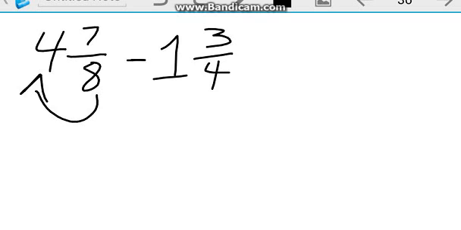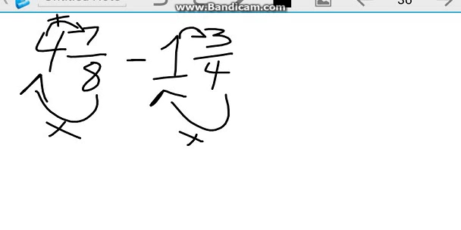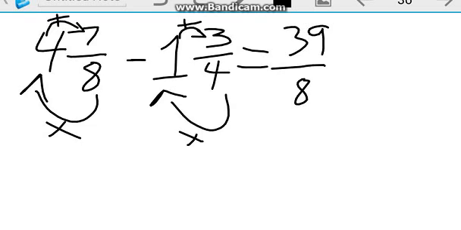The safe way, like I said, is to convert everything into an improper fraction. So in order to do that, you want to multiply the denominator by the whole number, and then you want to add that to the numerator. So our new fractions become, let's see, 8 times 4 is 32. 32 plus 7 is 39 over 8. 4 times 1 is 4, plus 3 is 7 over 4, and these are our fractions.